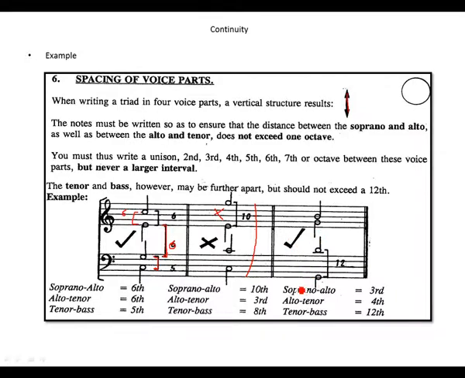The third example, from soprano to alto, a third; alto to tenor, a fourth; tenor to bass, it's a 12th. So we should always be careful in how we space our voices. Avoid too much spacing of the voices, especially between soprano and alto, and alto and tenor. Examples of four part.